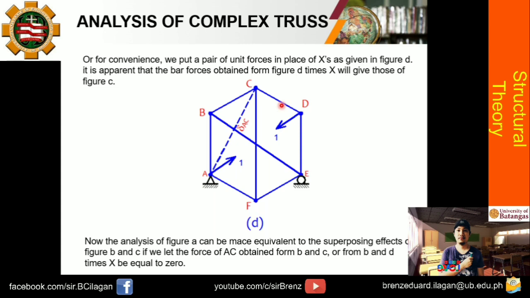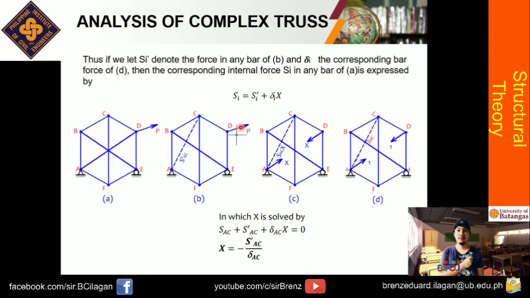Ngayon, itong AC to, considering the external applied load, lahat ng makukuha mong value dyan, again, is itong SI prime. And then, anong sunod na mangyayari? Di ba, tatanggalin mo yung external load, and then papalitan mo siya ng 1 unit load. And then, uulitin mo lang yung process, isosolve mo yung each forces on each member, considering this 1 unit load. And those value, that will be the value of your delta I.